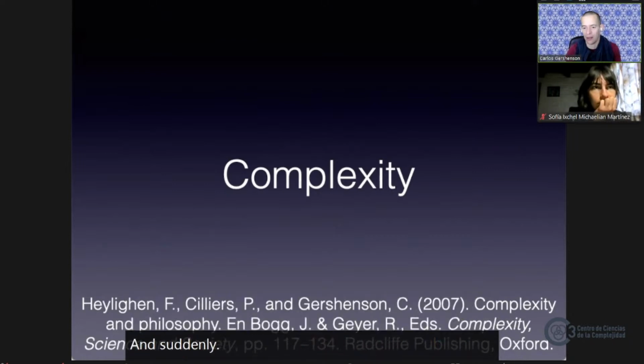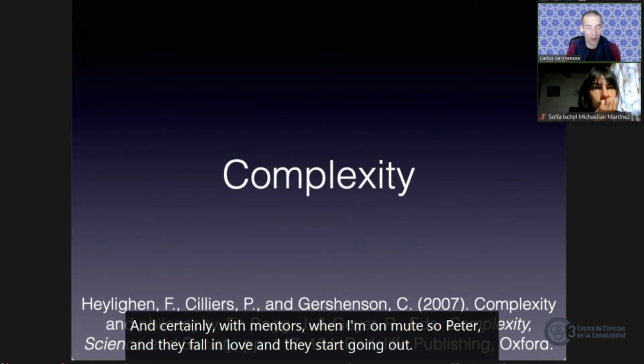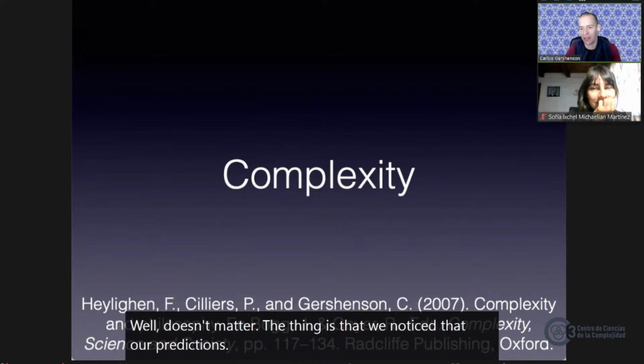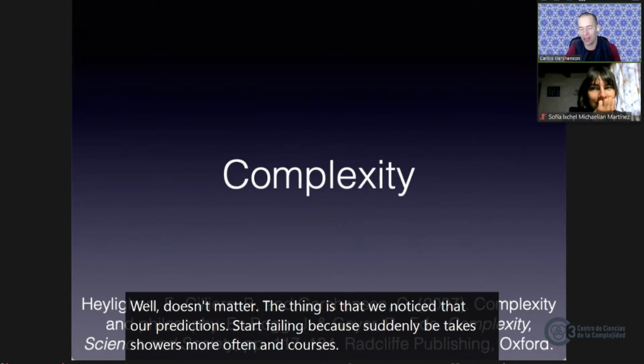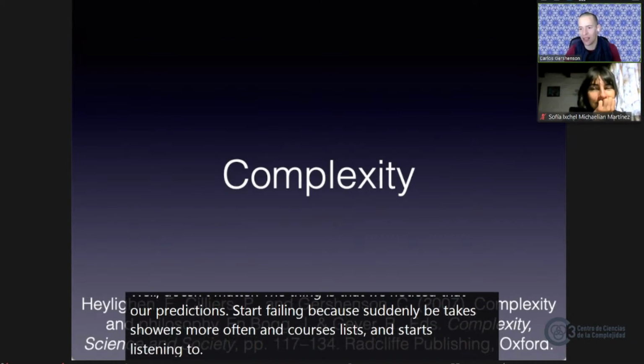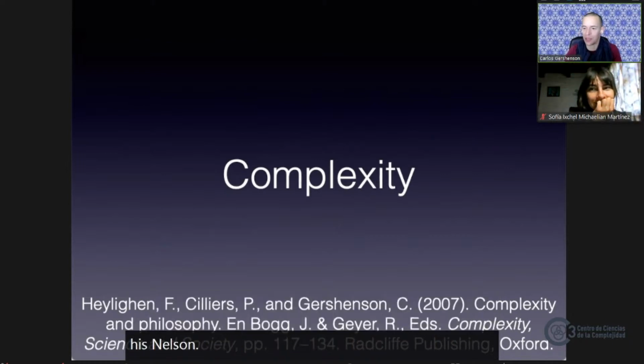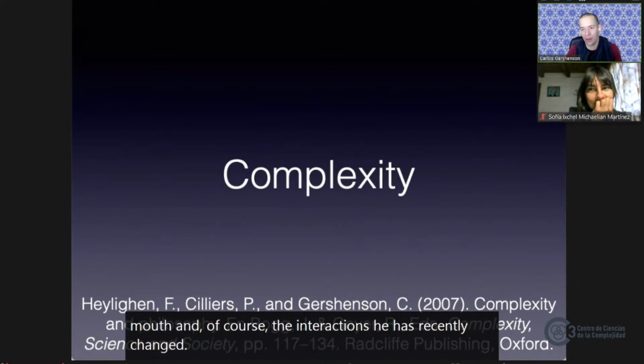And suddenly Pepe enters UNAM and meets Lupita, and they fall in love and they start going out. Well, first they start going out and they fall in love. Well, it doesn't matter. The thing is that we notice that our predictions start failing because suddenly Pepe takes showers more often and goes to class less and starts listening to Luis Miguel, and we can't understand what's going on with our friend. We had his laws and then what happened? And of course, the interactions he has with Lupita change his behavior.